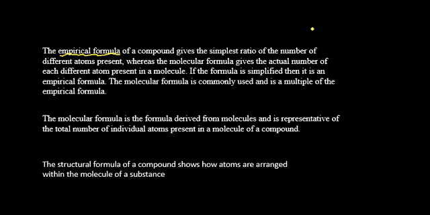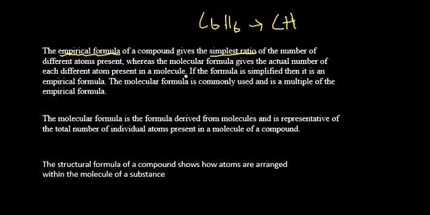So now let's say a compound like this exists. Let's just assume we have C6H6. Writing the empirical formula, it will be CH. The simplest ratio of the number of different atoms present. You see, the empirical formula does not give us the actual number of different atoms that is present in a substance. It gives us the simplest ratio.